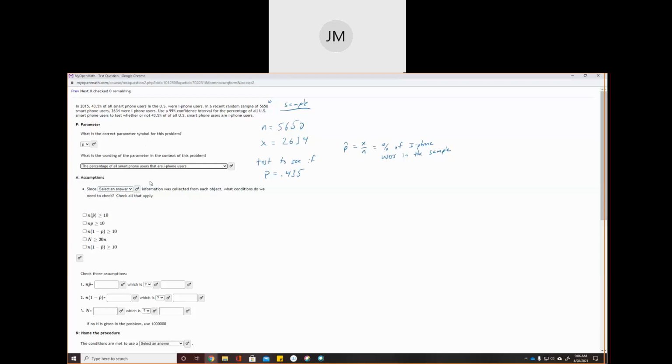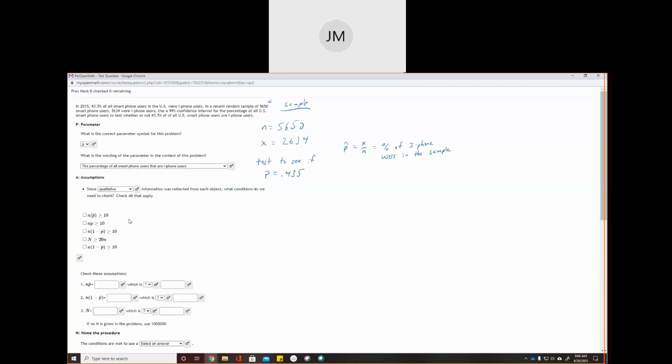Okay, if I leave out the percentage part, that's not P anymore, then that's my actual population, right? That's the actual people. P is just one number, so it's that percentage. Okay, whether or not somebody is an iPhone user, the answer to that question is yes or no, so we're looking at qualitative data.